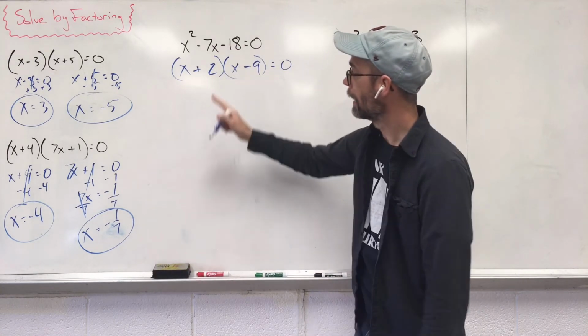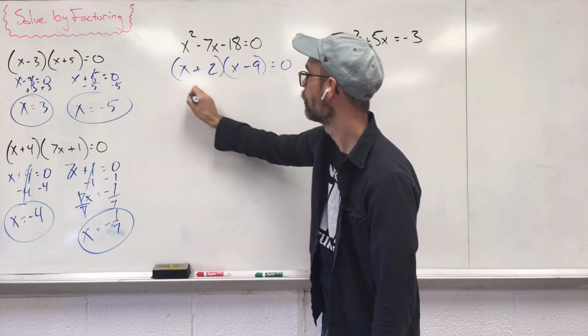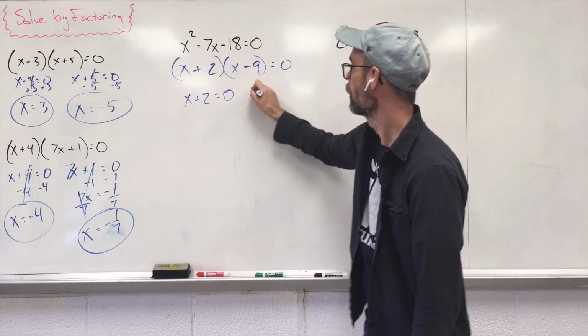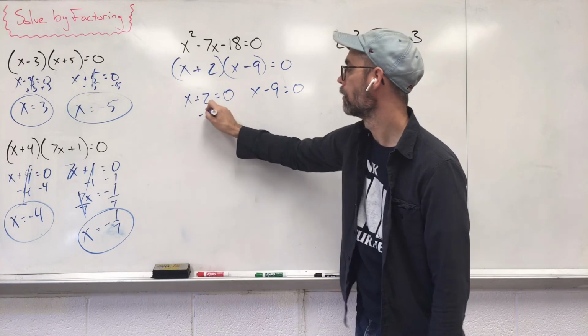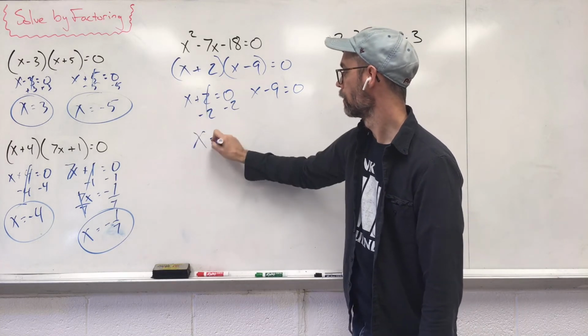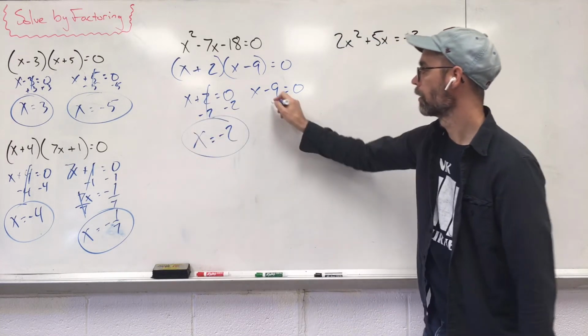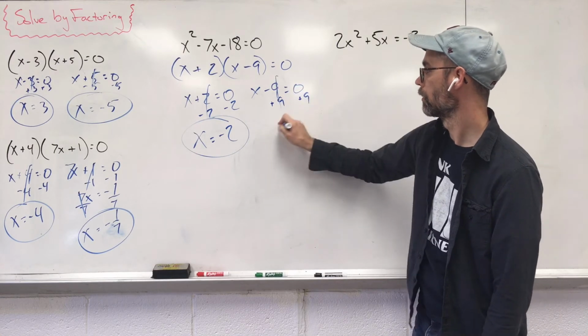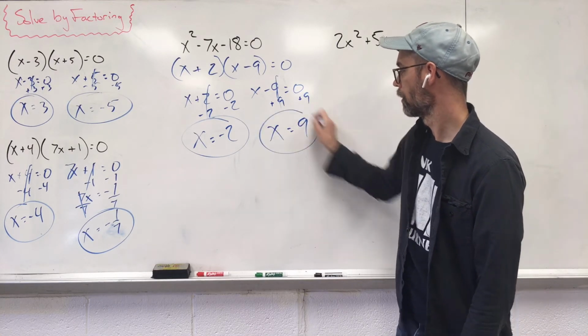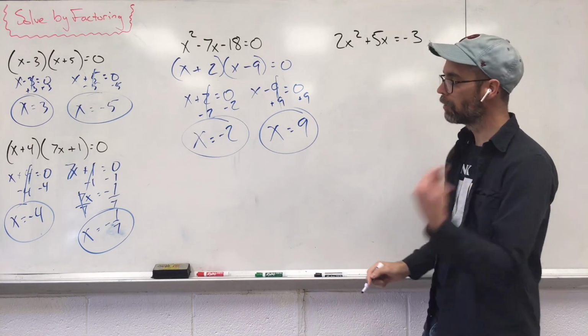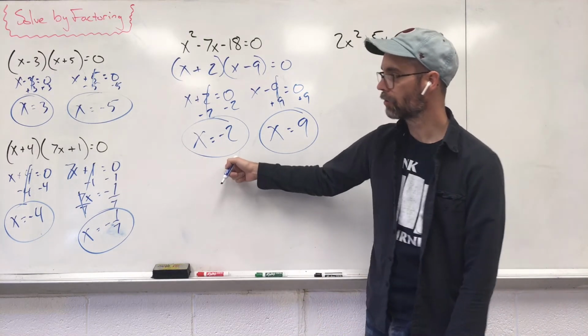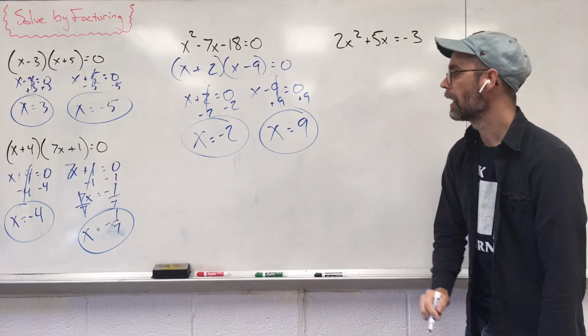Now, let's set each parenthesis equal to 0. x plus 2 equals 0. x minus 9 equals 0. One answer. Second answer. Our parabola crosses the x-axis at a negative 2, and it crosses at a positive 9.